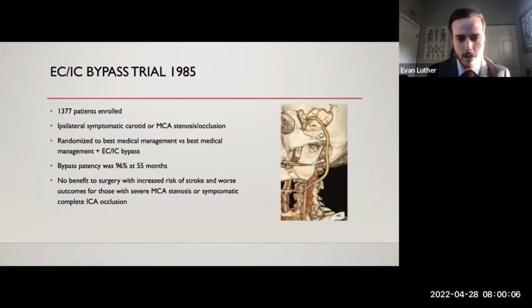Interestingly, what they found is that at 55 months, which was the average follow-up period, 96% of the bypasses were patent. But if they looked at clinical outcomes, there was really no benefit to the surgery, and they had increased risk of stroke. And in fact, those patients with severe MCA stenosis or continued symptomatic complete ICA occlusion actually had even worse outcomes. So despite having good patency, they really found that there was no benefit to surgery at all.